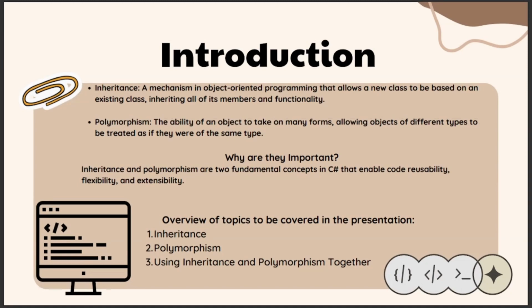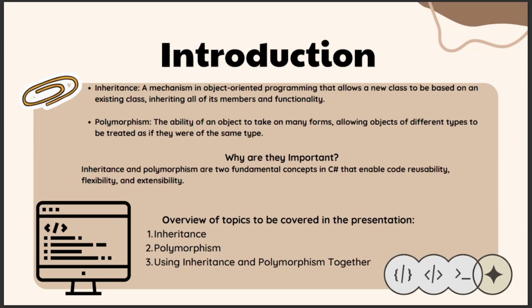So what is inheritance? It is a mechanism in object-oriented programming which allows a new class to be based on an existing class, inheriting all of its members and functionality. Now coming to polymorphism: the ability of an object to take many forms, allowing objects of different types to be treated as if they were of the same type. That is polymorphism.